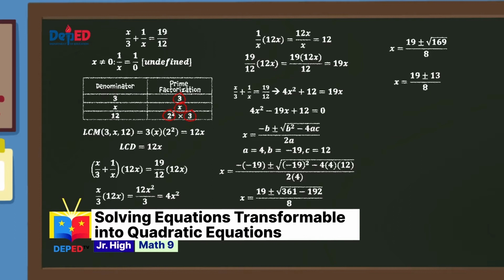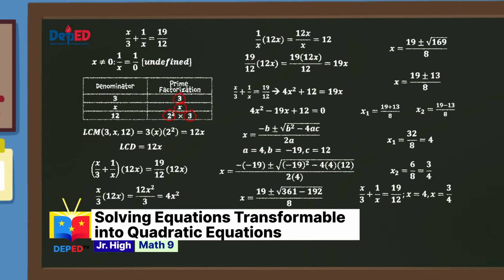We now split the equation into two. X sub 1 equals 19 plus 13 all over 8. X sub 2 equals 19 minus 13 all over 8. X sub 1 must be equal to 32 over 8, which can be simplified as 4. X sub 2 must be equal to 6 over 8, or the fraction 3/4 when reduced to lowest terms.